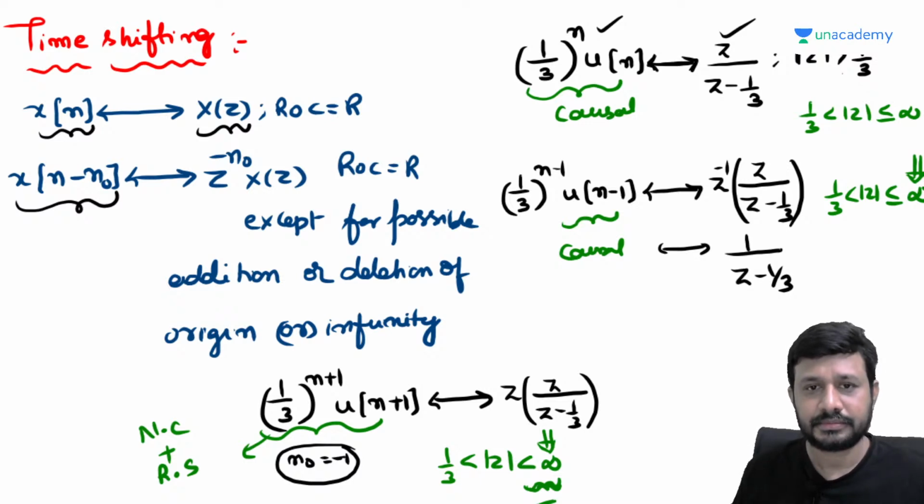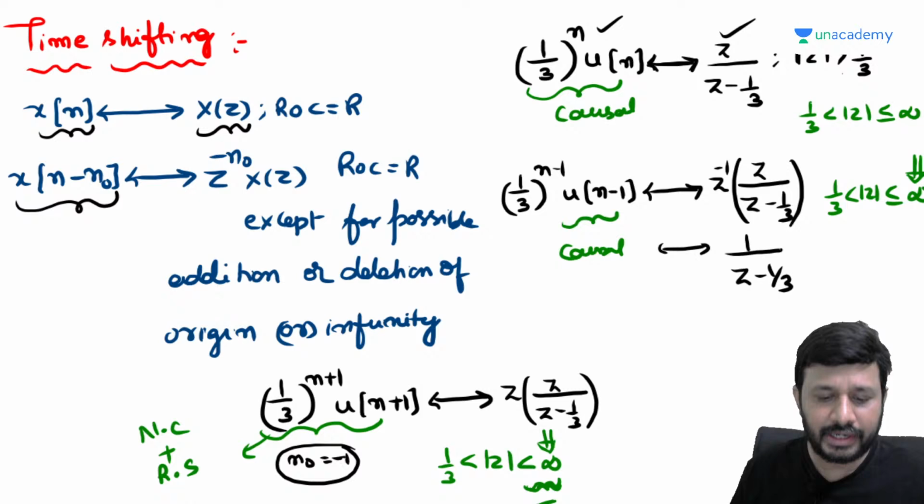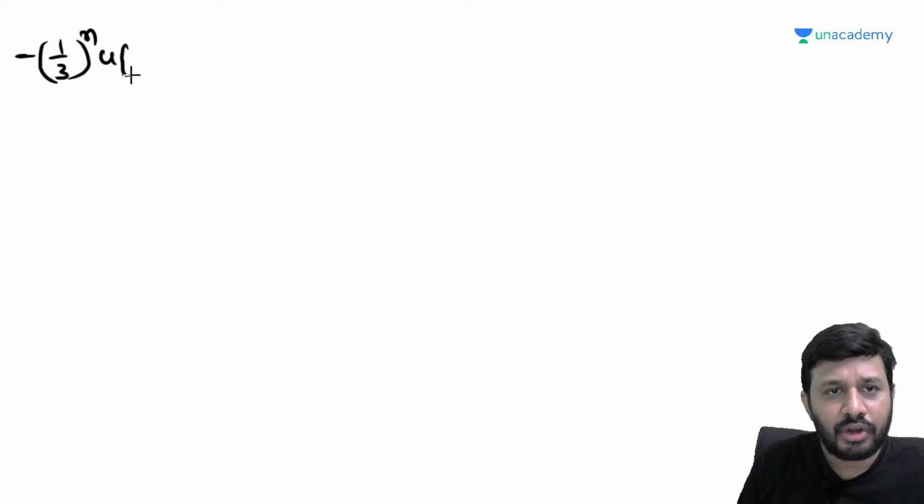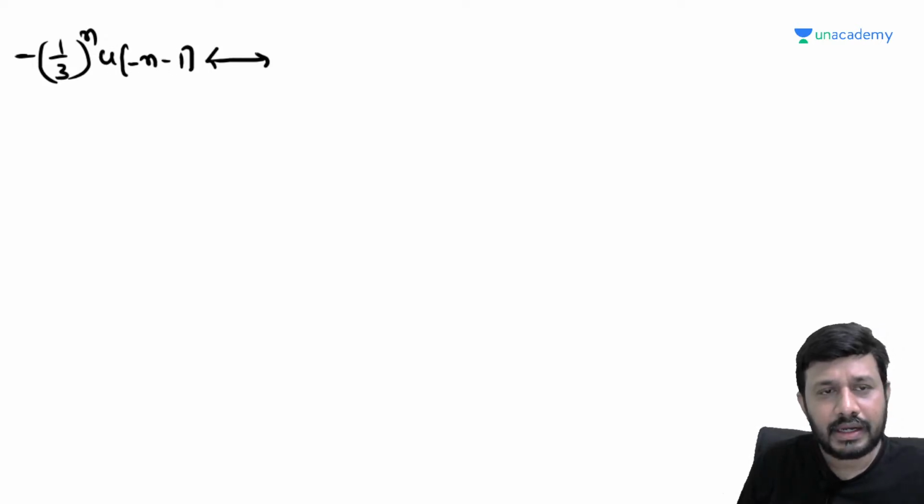Right. One more example we will see. Now from yesterday's discussion only, do you remember what is the Z transform for (1/3)^n u[-n-1]? It is z by z minus 1/3. What is the ROC? Mod z less than 1/3.